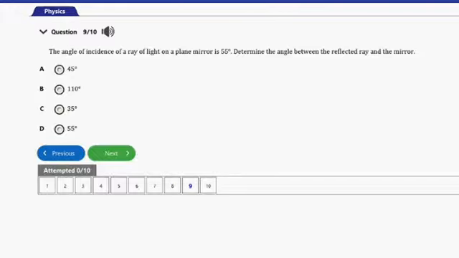So guys, the next question here is question number 9. It says, the angle of incidence of a ray of light on a plane mirror is 55 degrees. Determine the angle between the reflected ray and the mirror. So guys, the answer to this question will be same as the incident ray, because on a plane mirror, the angle of incidence is also equal to the reflected angle. So if the angle of incidence here is 55 degrees, that means also the reflected angle is 55 degrees. And that's option D here. So option D is the answer to this question. Let's go ahead and consider the next question, guys.